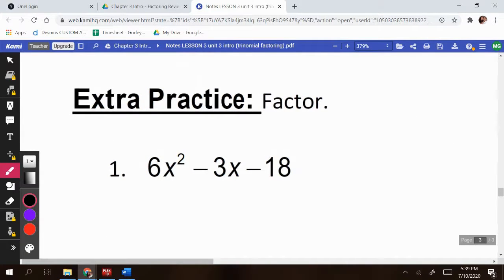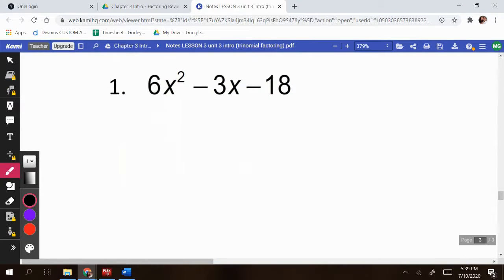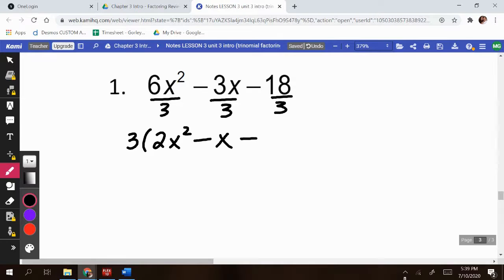I do notice that there's a GCF, so I always want to factor out the GCF first. All three terms are divisible by 3. And if I divide out 3 from each term, the first term is going to become 2x squared, then we'll have minus x, and then minus 6. Okay. So now let's go ahead and factor this trinomial that's inside of the parentheses.